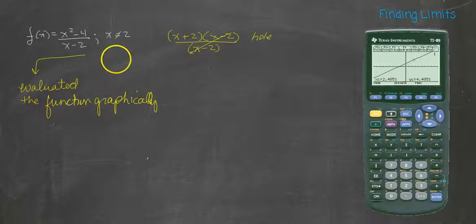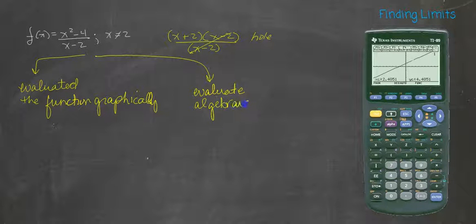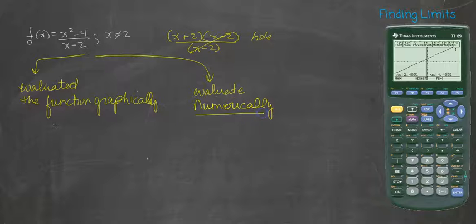Okay, so there's another way, and the method that we'll use most often as we move along through calculus is that we want to evaluate the function algebraically. Or let's use the same word as your text to keep it consistent, numerically. Which is done by completing a table. So I'm going to make a table of input values and output values.